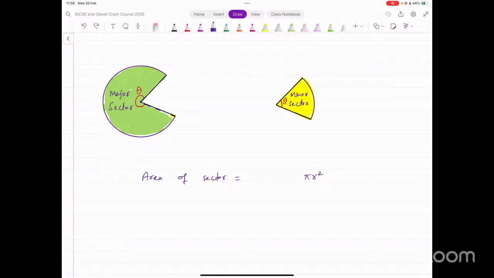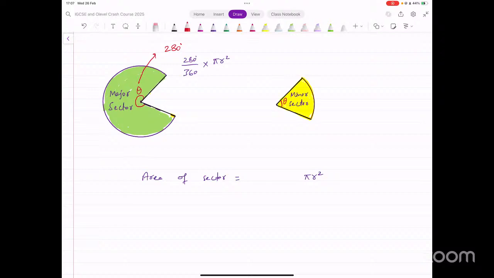So for example, let's assume that this angle theta was 280 degrees. For a complete circle, the area is given by pi r squared, but in that complete circle, the angle is 360. If we only want the area for the part where the angle is 280, we calculate the proportion of the total circle we are considering: 280 out of 360. So the area of this sector is given by 280 over 360 times pi r squared.